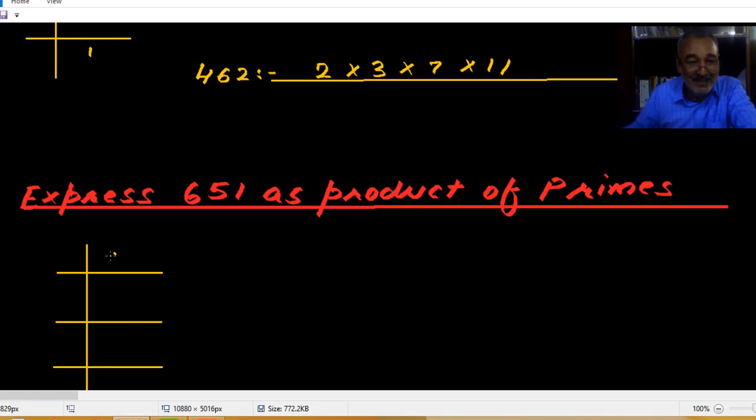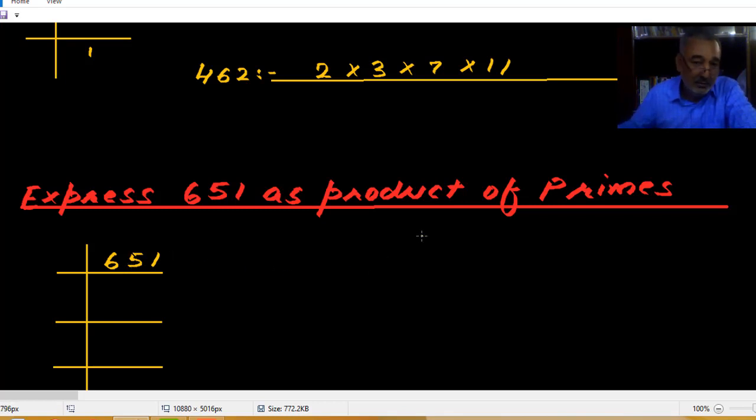Let's try. 6, 5, 1. Remember, initially it is not divisible by 2. Sometimes students try and they find that it is not divisible by 2. They cross it. It looks clumsy. So first of all, you have to be certain that this number is divisible by some number we are taking. So not divisible by 2, then try out for 3.